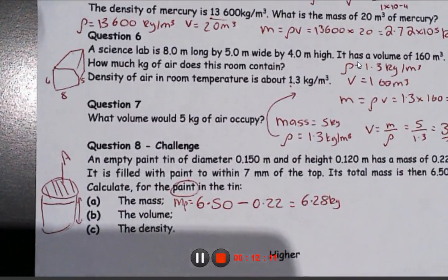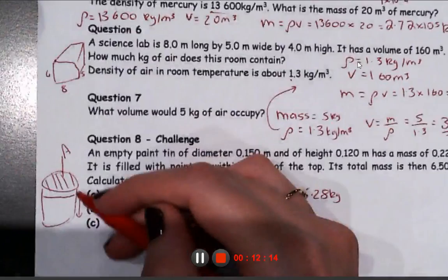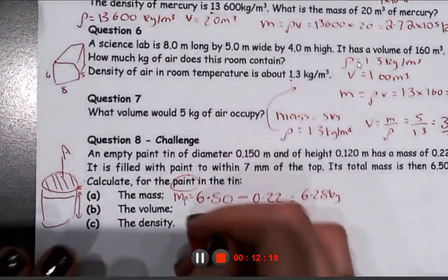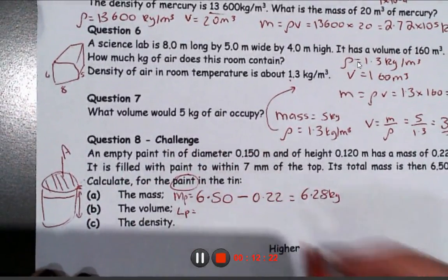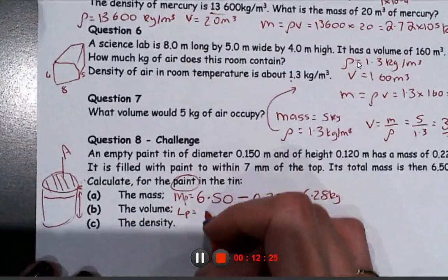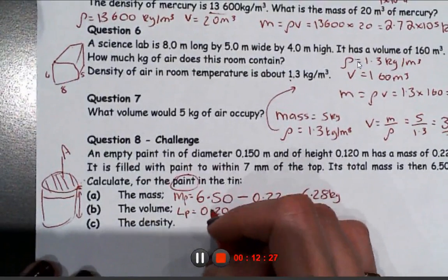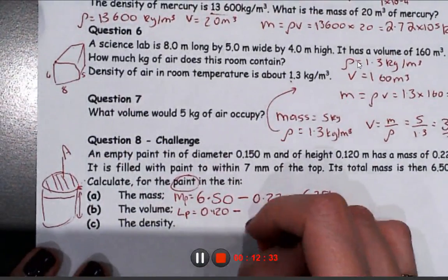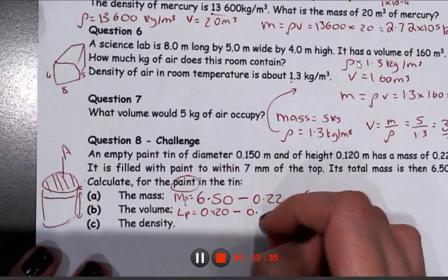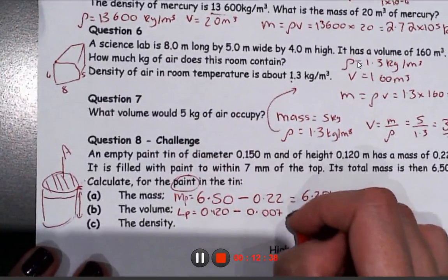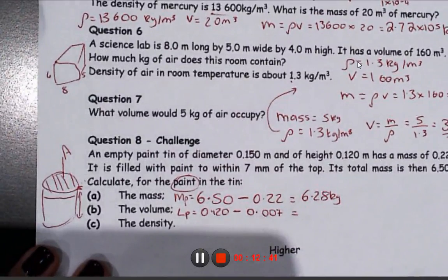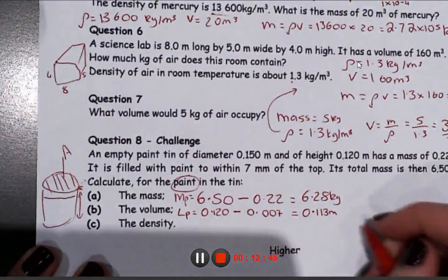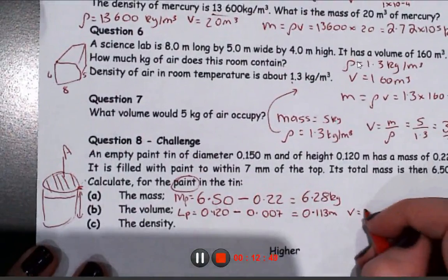Now the volume. We're only interested in the volume of paint, so we need to do something with this length, because we don't want the length all the way to the top, we only want the length of the paint. So the length of paint will be the total height, 0.20120, take away 7 millimetres, because it's 7 millimetres from the top, so 0.007. That gives me an answer of 0.113 metres.